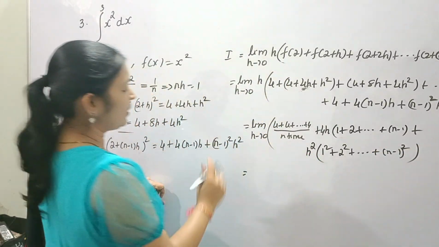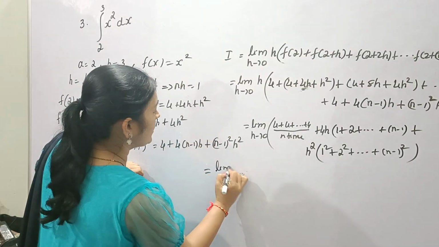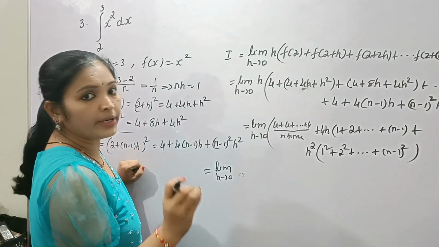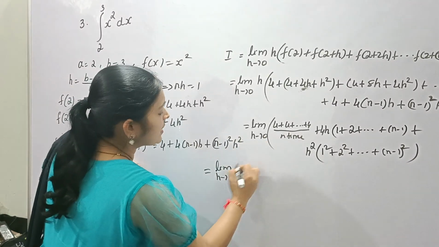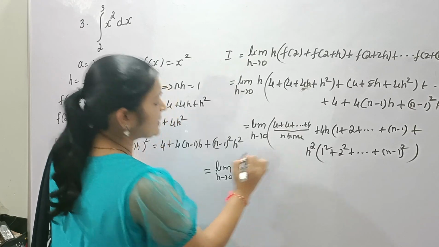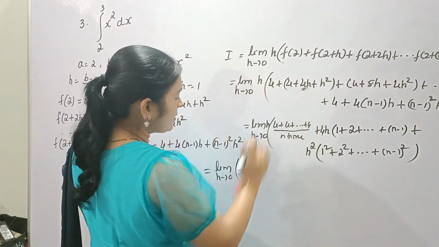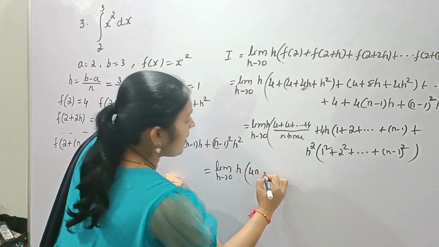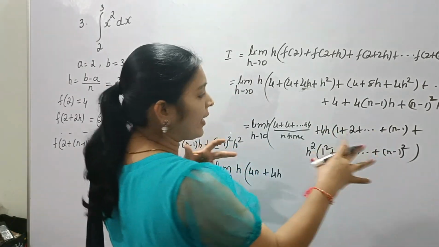Then that is equal to, here limit h tends to 0, it is nothing but 4n, because there are n times 4. So we can write limit h tends to 0, 4n plus h, don't forget to write h, into 4n plus 4h into, now let's write the value of this sum.